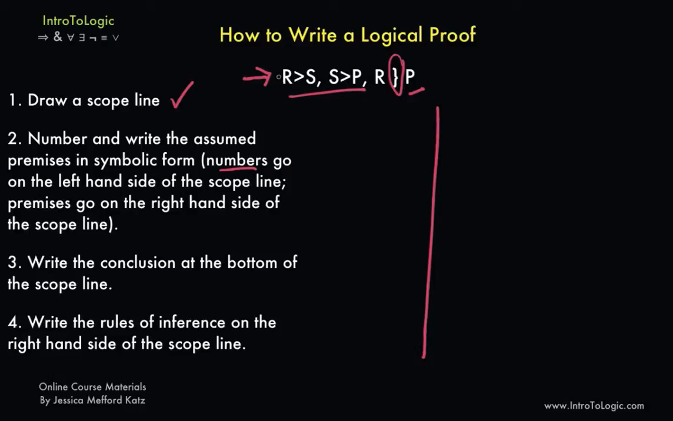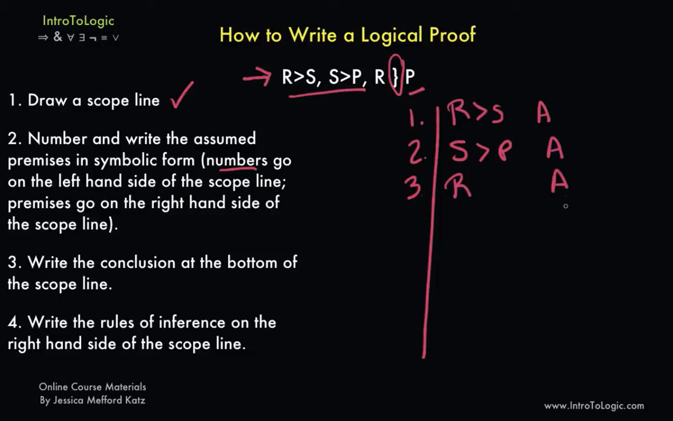So we have 3 assumed premises. The first one we can write as if R, then S. And we'll write A for assumption. Our next one is if S, then P. Also write A for assumption. And our last assumption is just R.